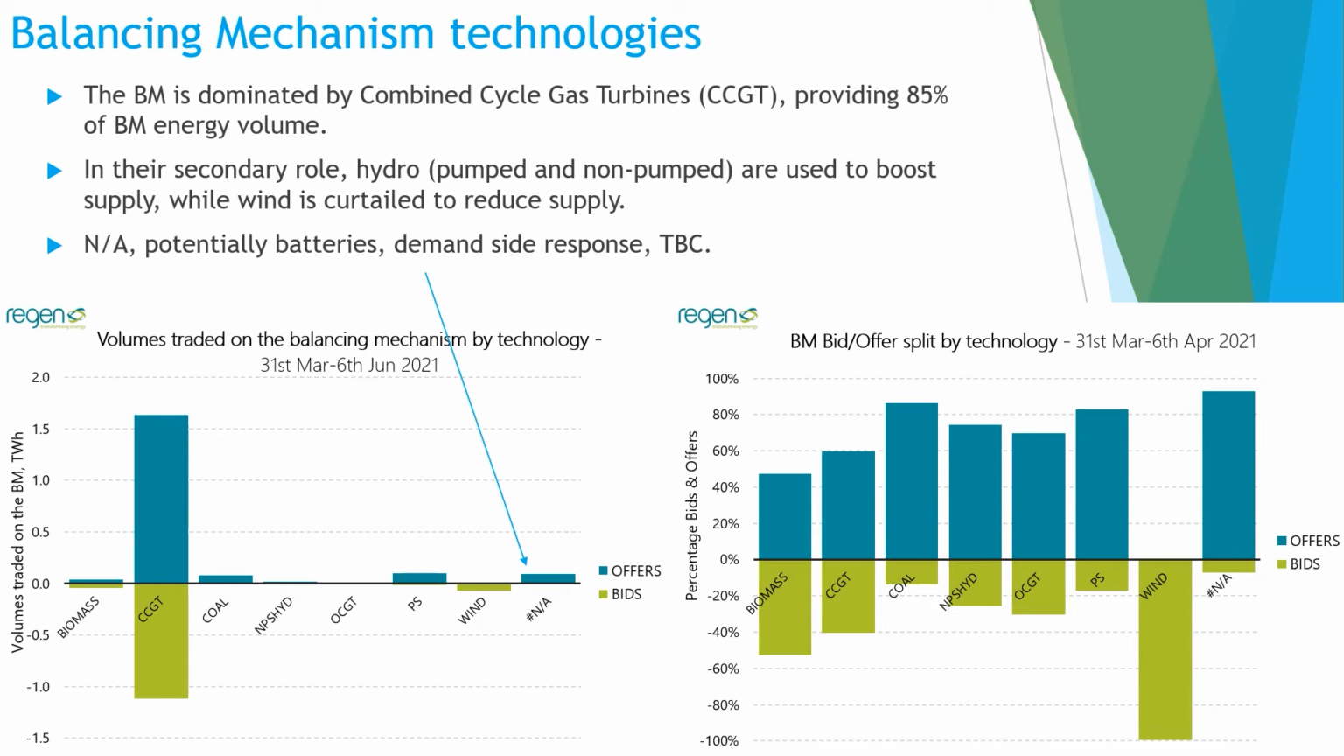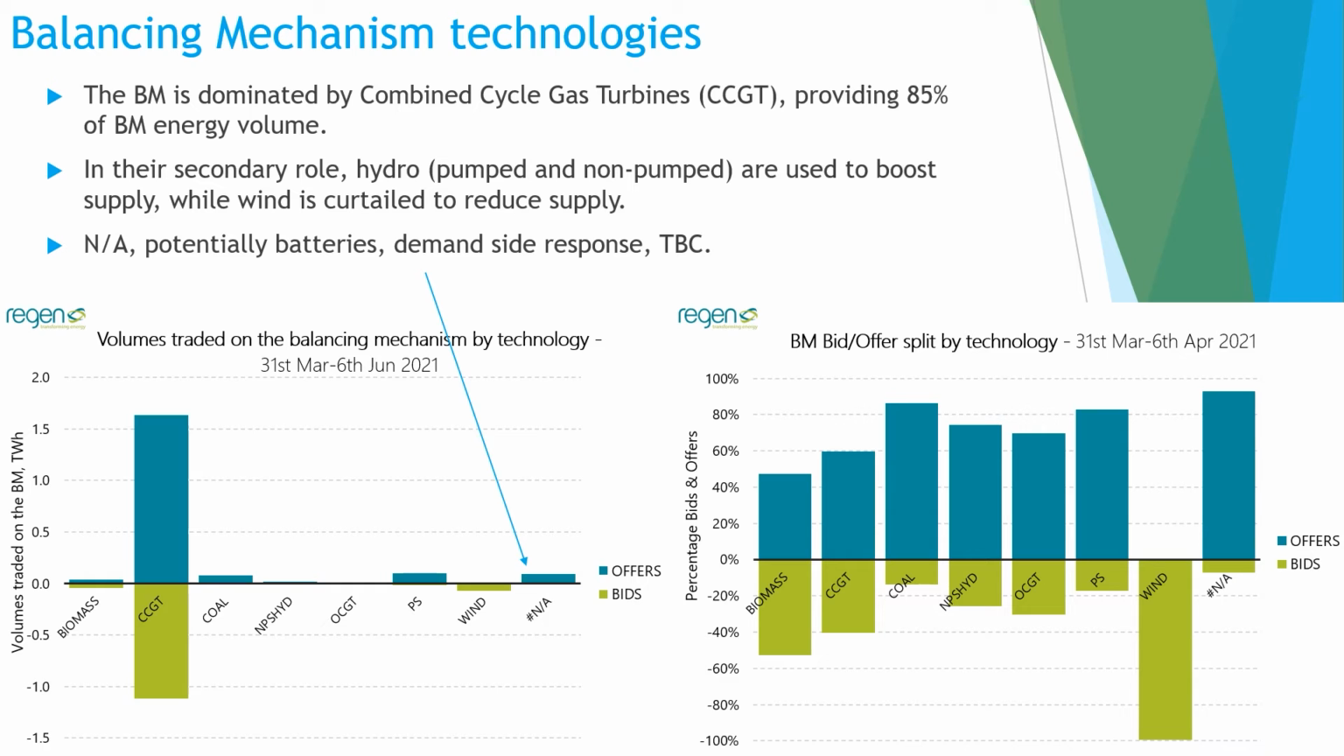And then you have a far smaller portion of secondary units, or virtual lead party units. And so for that large section where we do have technology data, if we take a look at that, you can see that the balancing mechanism is dominated by gas turbines, and they provide 85% of balancing mechanism energy volume over that 2-month period. In their secondary role, you have hydro being used to boost supply, similarly with coal, and you have wind exclusively being used to curtail supply.